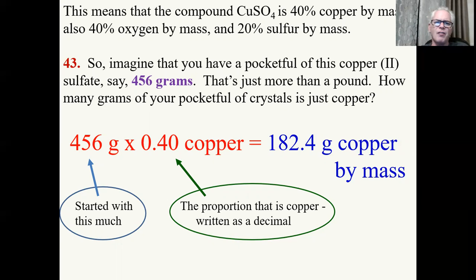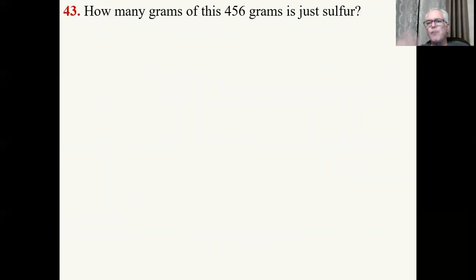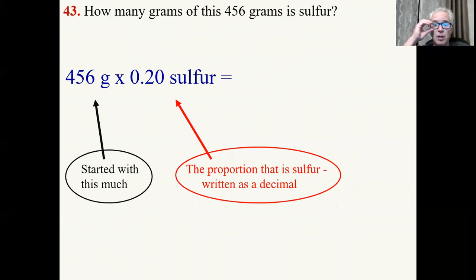How much is going to be sulfur? 456 grams. You got a whole pocket full of this stuff. How many grams is your sulfur? Well, how much did you start with? 456 grams. What is the proportion that's sulfur? You write it as a decimal. 20% is 0.20. You put it in the calculator.